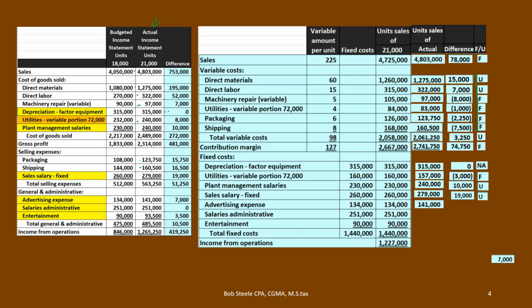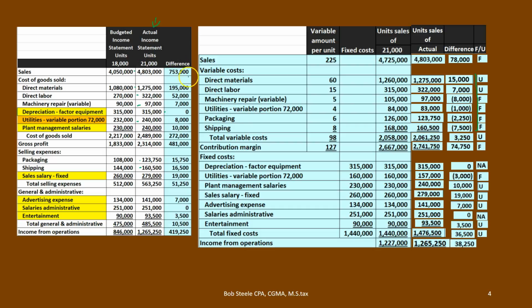We've got the advertising expense. We spent 7,000 more than expected on the fixed budget. Salaries and administrative, that one actually is the same. And we've got the entertainment, and that one is going to be unfavorable. All right, so this is going to be the information we have here. We'll bring down the totals and the total differences.